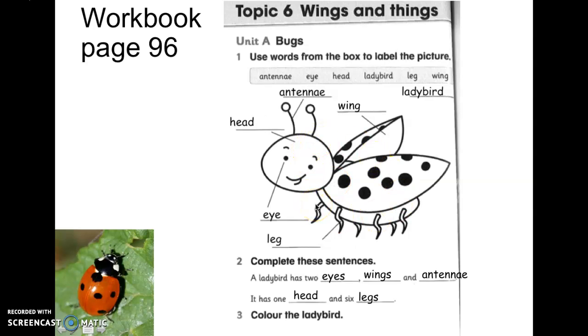Now, what you need to do is color this ladybird. Remember, there are 5,000 different kinds of ladybirds. So, you can color it however you want. Alright? And then bring it to school. If you don't have the book, just draw the ladybird. Okay?